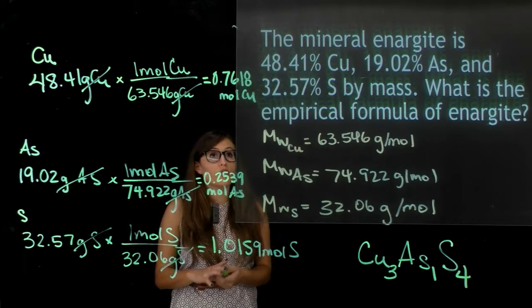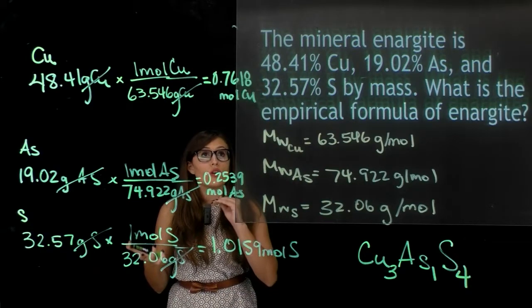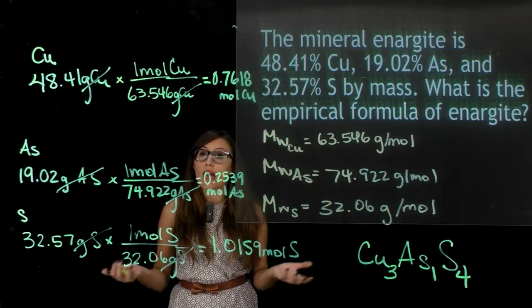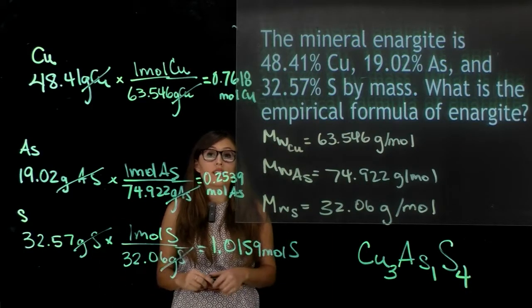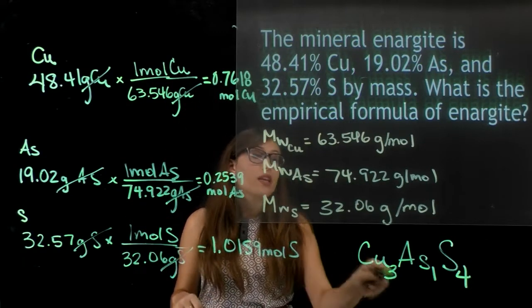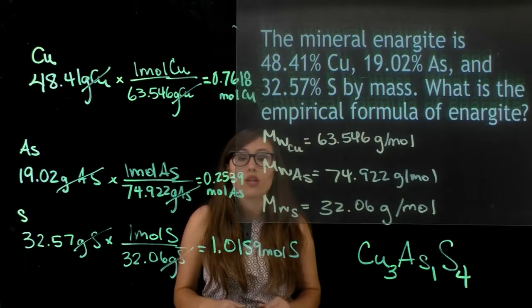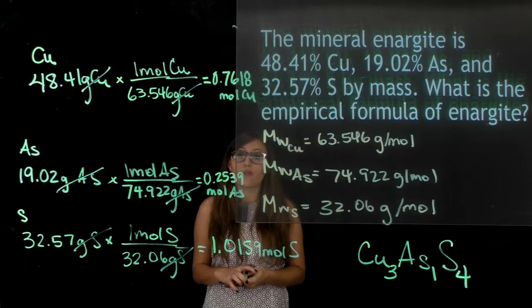So remember, when approaching empirical formula problems, you always have to convert your percents to grams and assume that out of 100 grams, then convert to moles, and then you have to identify your smallest number of moles and divide everything by that factor in order to get your most simplistic ratio between everything. And that is how you calculate your empirical formula.